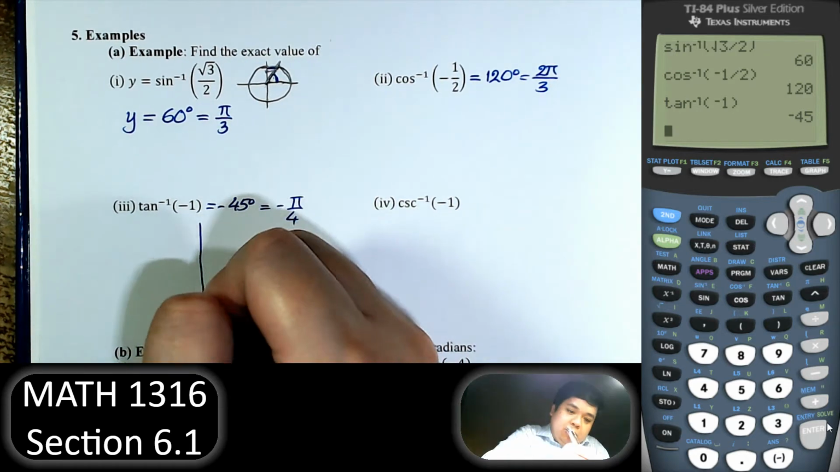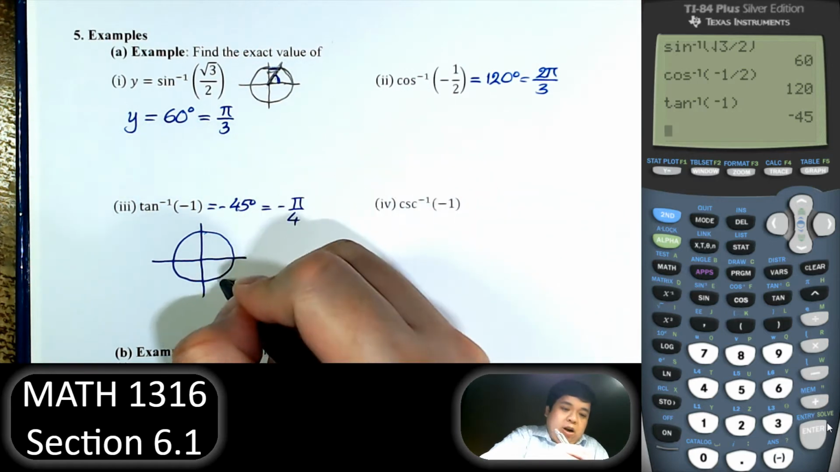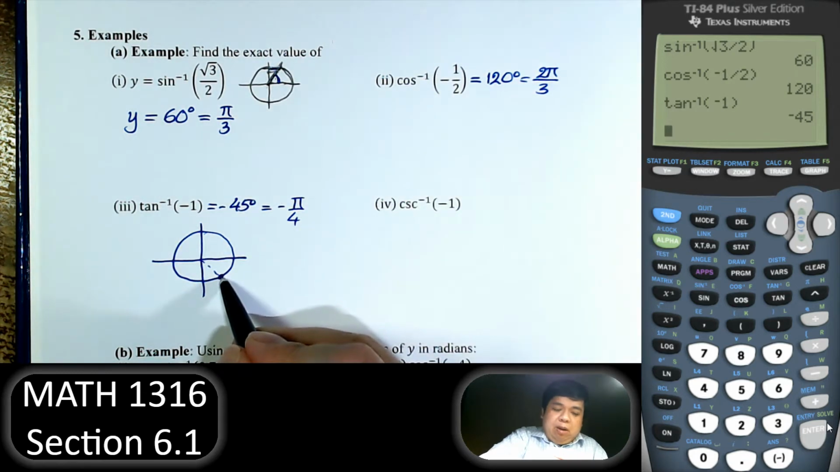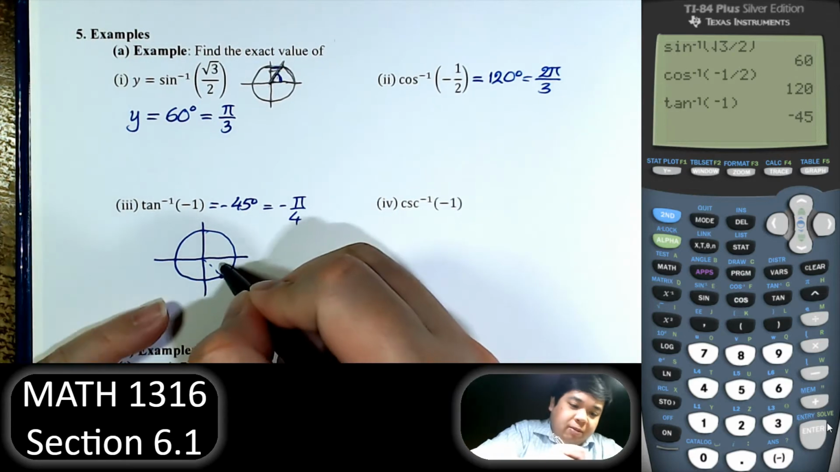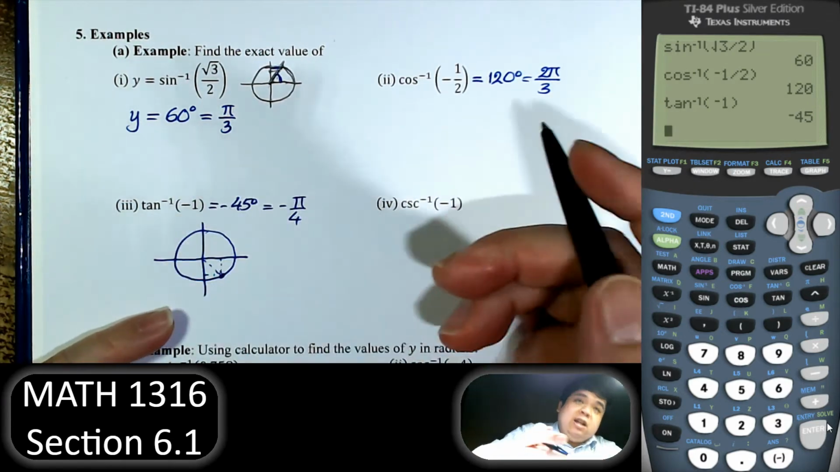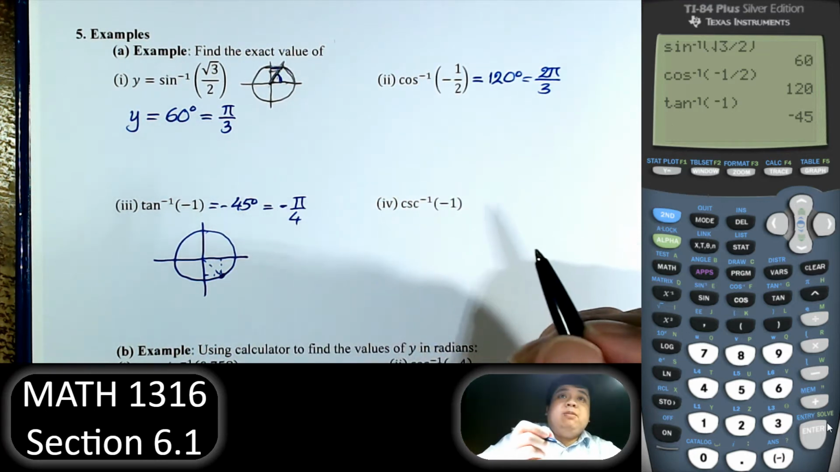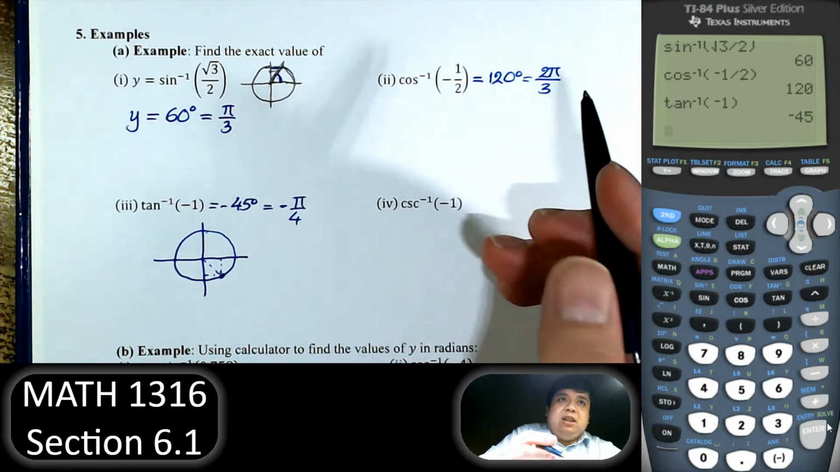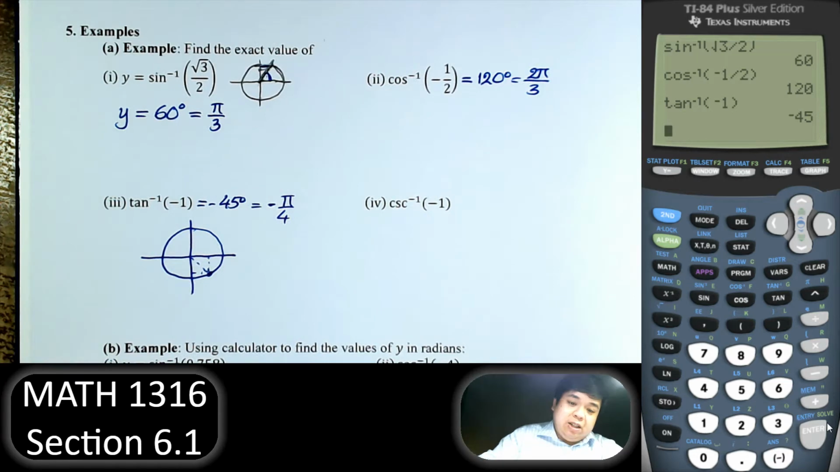Of course, we can check tangent of negative pi over 4. Here x is positive, y is negative, but the value should be the same, same x value as y value, only different by the negative sign. So those are easy: sine inverse, cosine inverse, and tangent inverse. What happens if we have cosecant inverse?